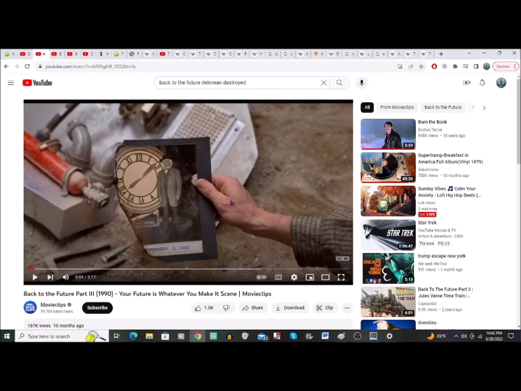But at the point in which the DeLorean is smashed, Marty and Doc are severed. So these two things have been split apart at this point. That is important: the destruction of the DeLorean has freed Marty from Doc.